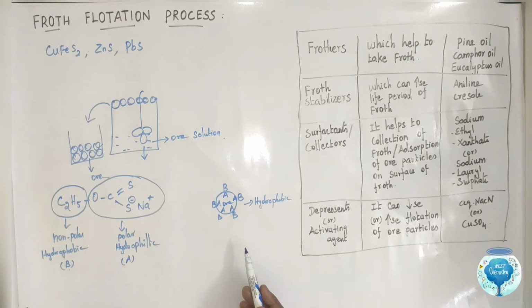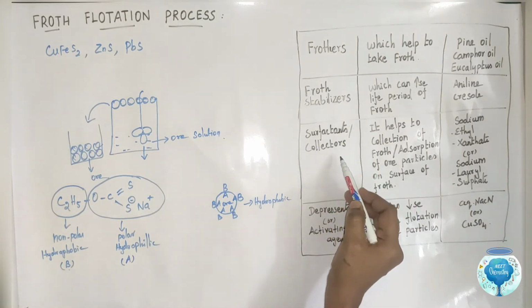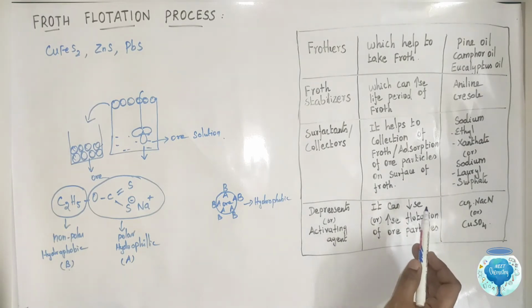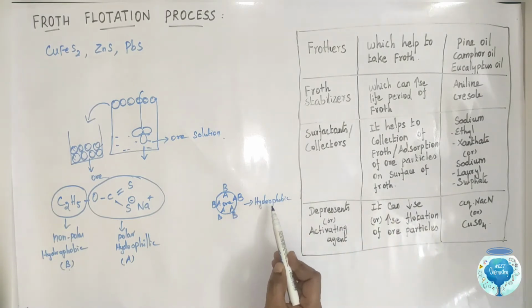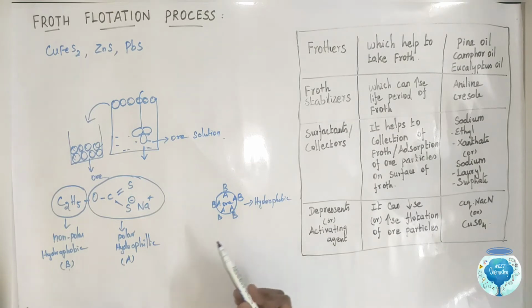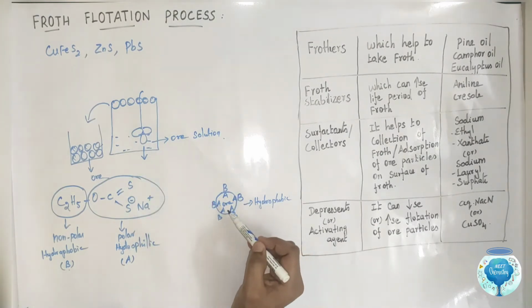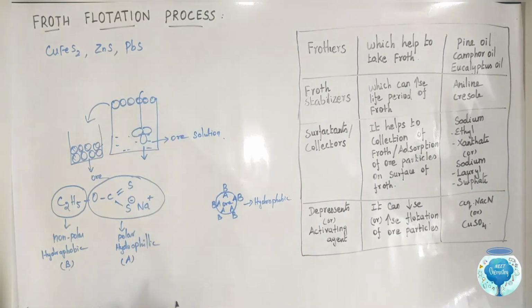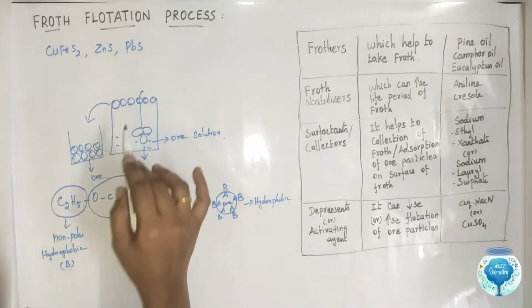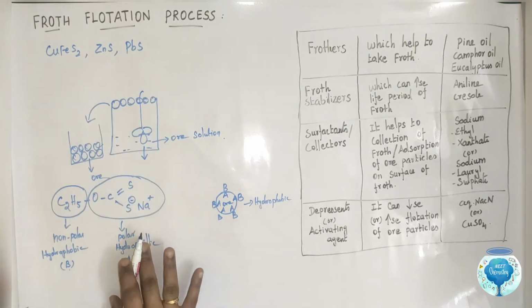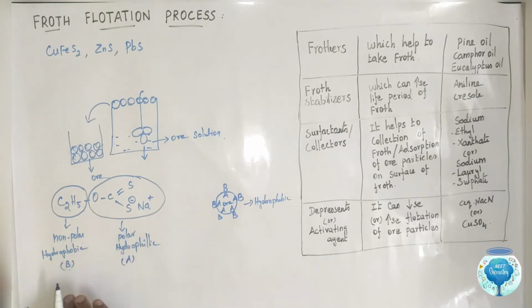Hydrophobic means water hating, so it is insoluble in water. So by using surfactants or collectors, the ores are converted to hydrophobic in nature, so they are water repellent. Water repellent means they float on the surface to form foams. That's why we add surfactants and collectors.